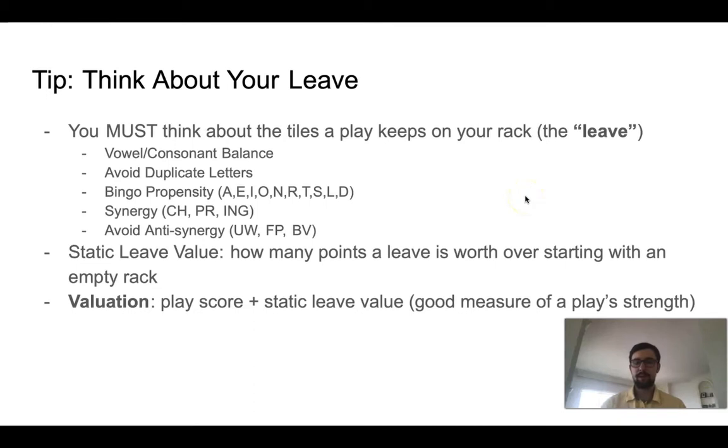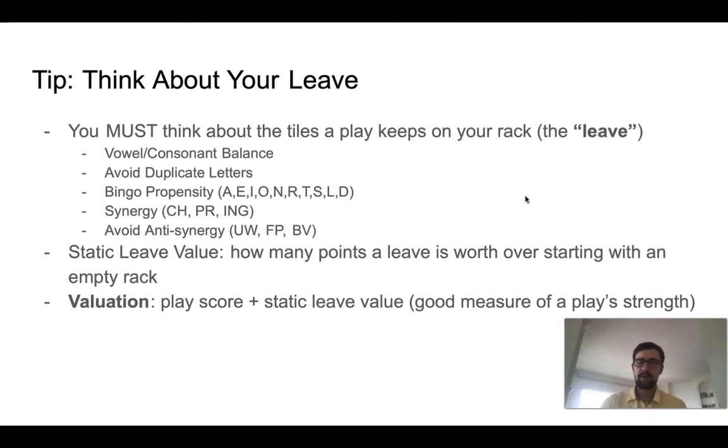It's also worth thinking about synergy as opposed to anti-synergy. Letters like ING and PR that often go side by side in words have good synergy, and it's good to keep them together on a rack. But letters like U and W or F and P almost never will go side by side in a word, and they're generally awkward to deal with if you have both of them on your rack at the same time. So if you see pairs like these on your rack, it's best if you can to try to play one of them off so you don't keep both of them on your leave at the same time.